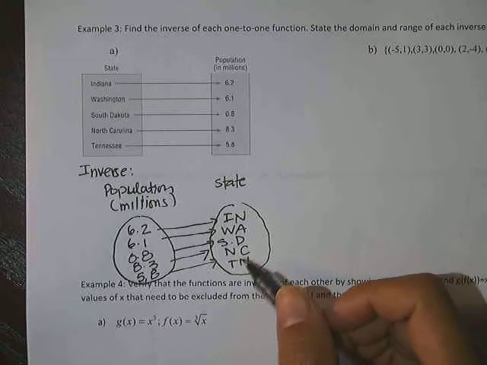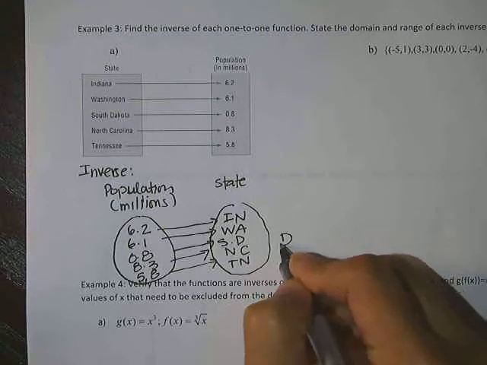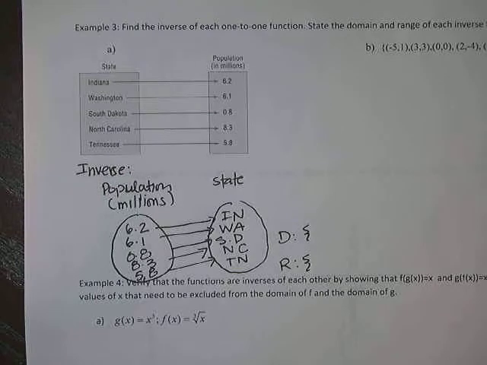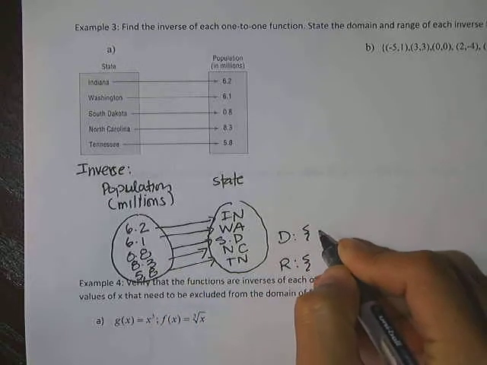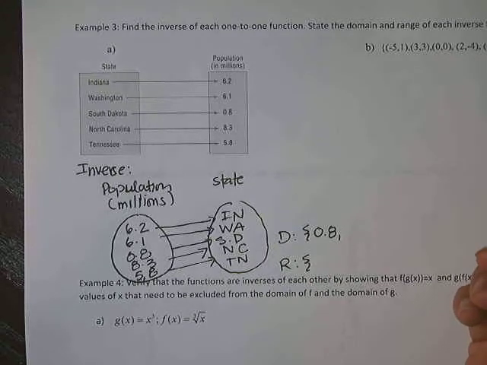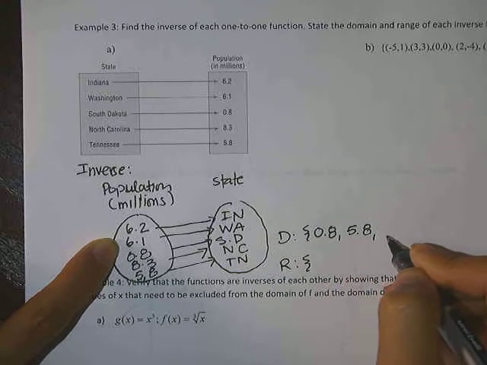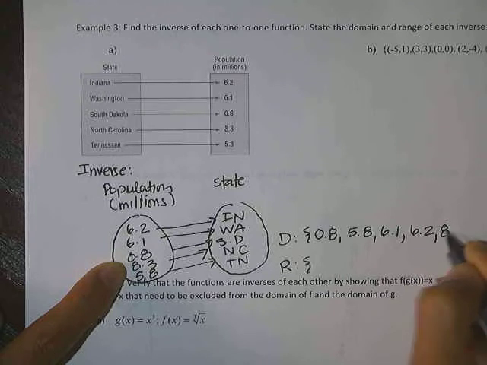In addition to finding the inverse, it said, hey, go and state the domain and range of the inverse. Domain and range are in set notation, so you need these wavy lines here. So the domain is currently the input. We're going to write it in order. So 0.8 is the smallest number here. The next one is 5.8. The next one is 6.1. The next one is 6.2. And the last element in our domain is 8.3.